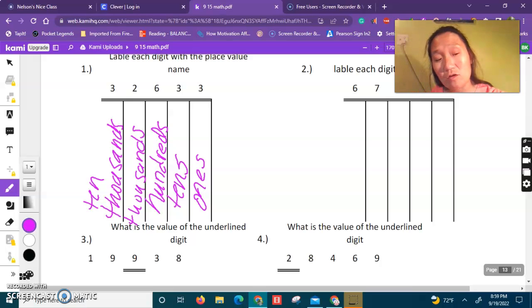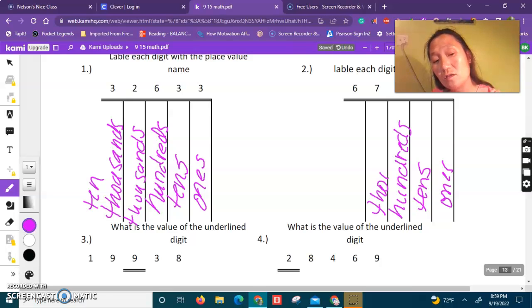Okay, same thing over here. Ones, tens, hundreds, thousands, 10,000s.